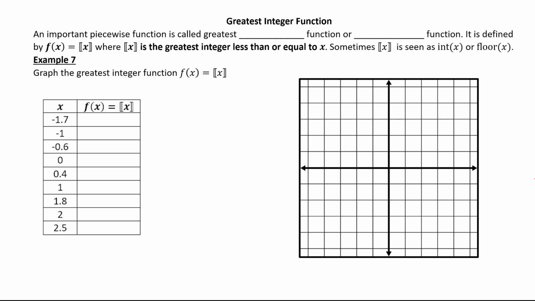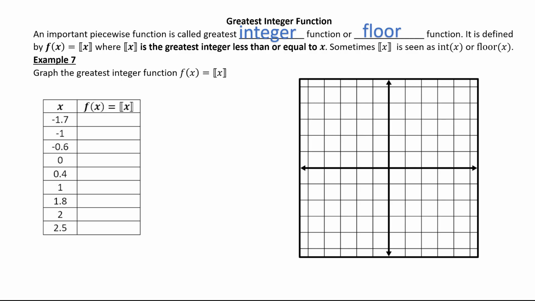An important piecewise function is called the greatest integer function, or the floor function. It is defined by f of x is equal to the greatest integer less than or equal to x, which is what that double bracket means, where that symbol is, like I said, the greatest integer less than or equal to x. Sometimes when you see those double brackets, you can also see it written as int of x, which means integer function of x, or floor of x.